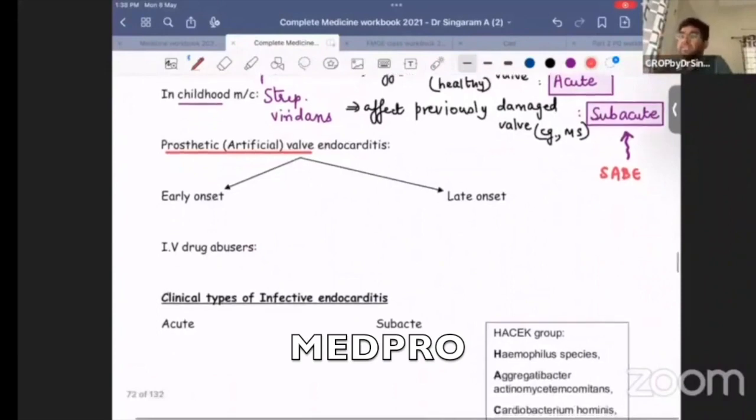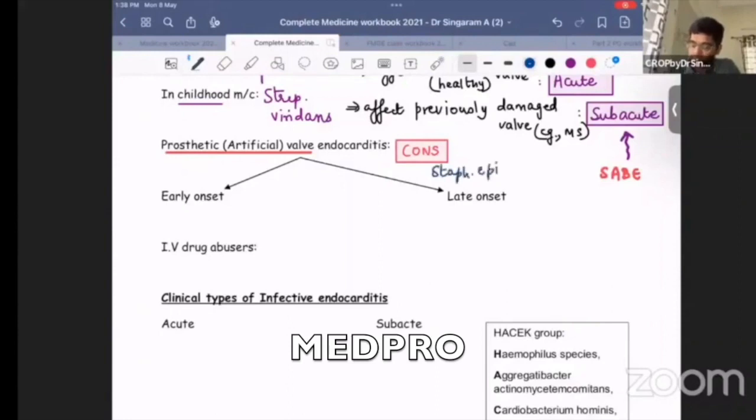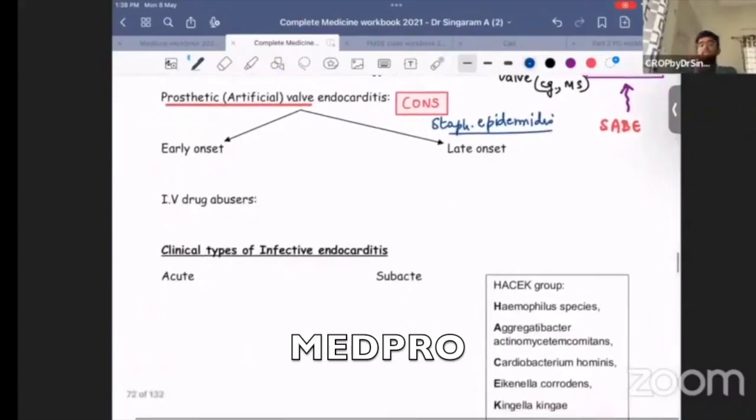Any idea in artificial valve endocarditis, which is the most common organism? I will tell you, overall most common is CoNS. What is CoNS? Coagulase negative staphylococcus. Any example of that? Staphylococcus epidermidis. That is the overall most common. But your questions can be in two other ways also. What are the two other ways? They can ask you like this: early onset endocarditis and late onset endocarditis.